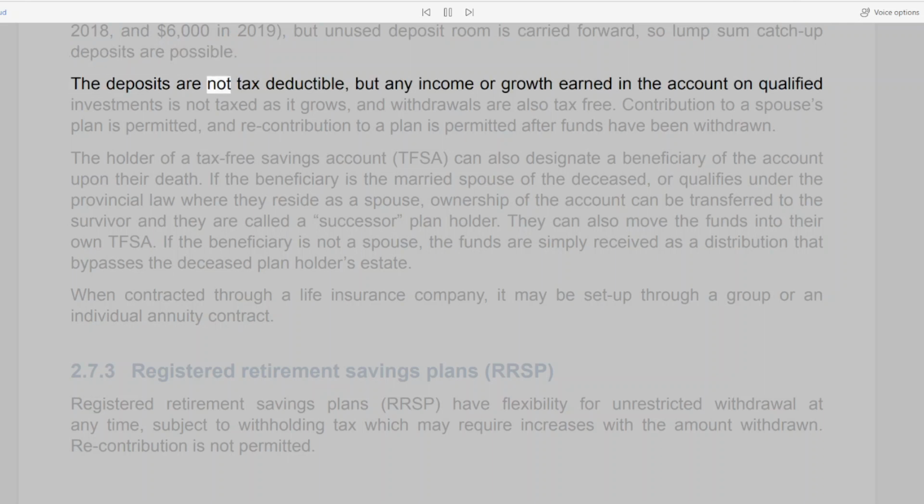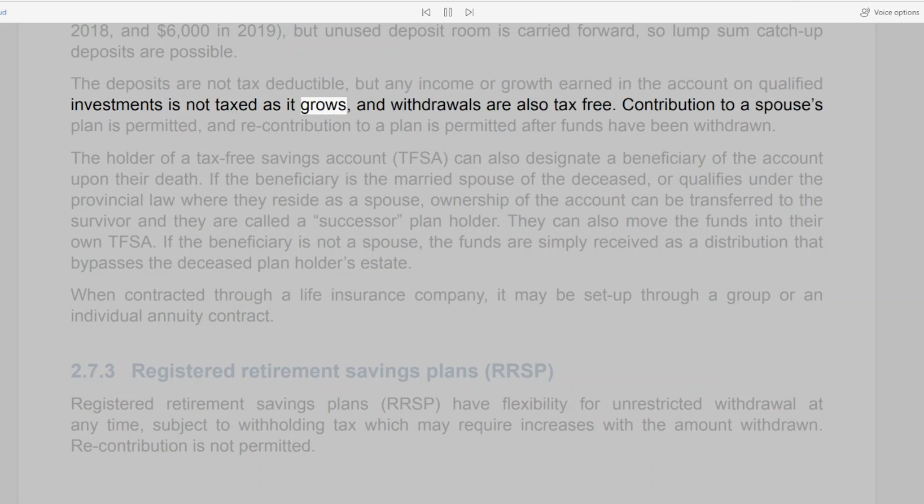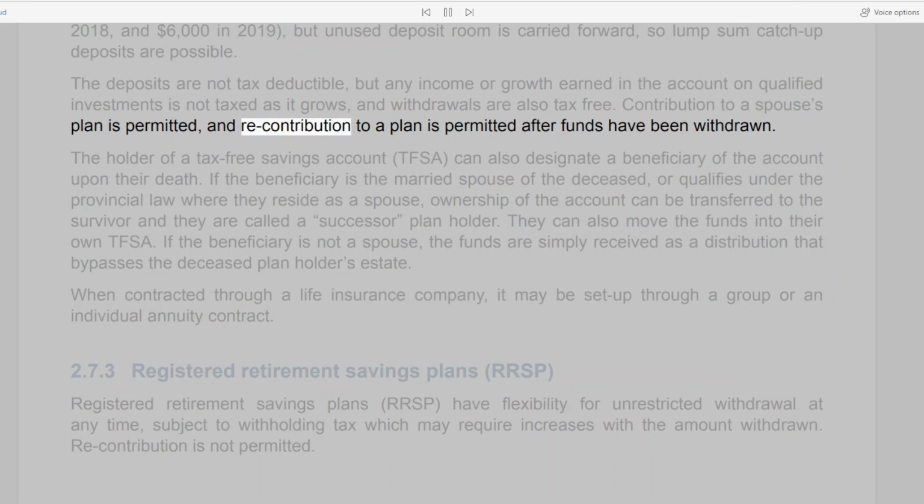The deposits are not tax-deductible, but any income or growth earned in the account on qualified investments is not taxed as it grows, and withdrawals are also tax-free. Contribution to a spouse's plan is permitted, and recontribution to a plan is permitted after funds have been withdrawn.